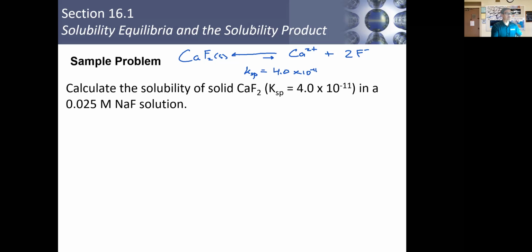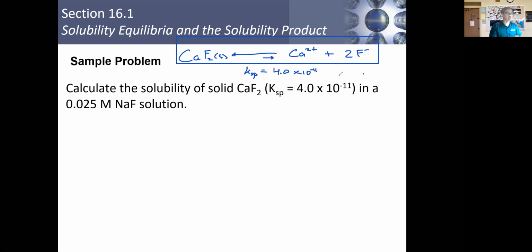Let me go ahead and shift that equilibrium down here. Let's take a look at what happens. Let's imagine that this is what's floating around in our container. Into this container, what are we going to add? We're going to add in sodium fluoride. So let me go ahead and write that in here.